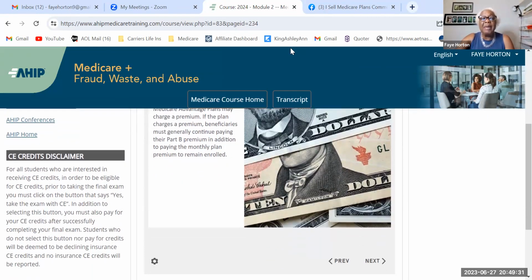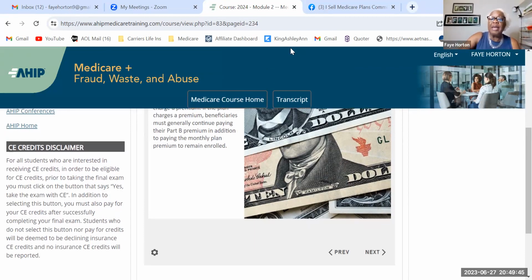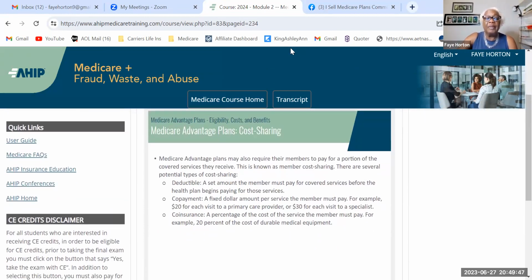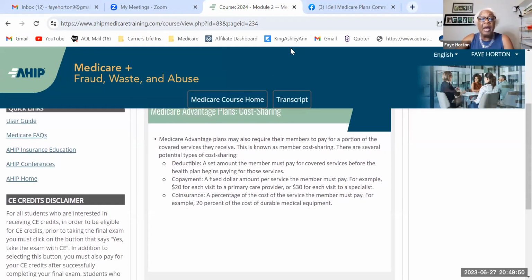Medicare Advantage plans may charge a premium. If the plan charges a premium, beneficiaries must generally continue paying their Part B premium in addition to the monthly plan premium to remain enrolled. Medicare Advantage plans may also require that members pay a portion of the covered services they receive. This is known as member cost sharing. There are several potential types of cost sharing.